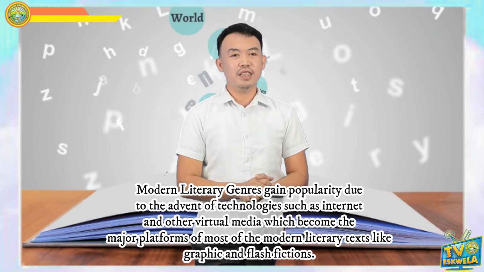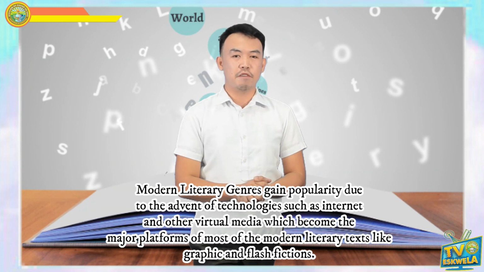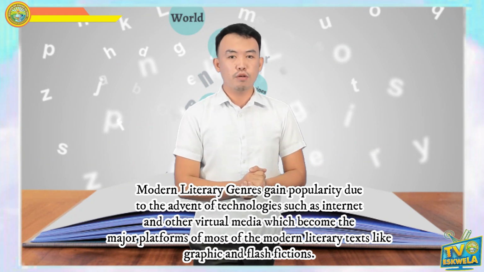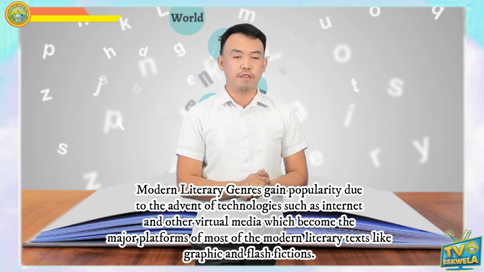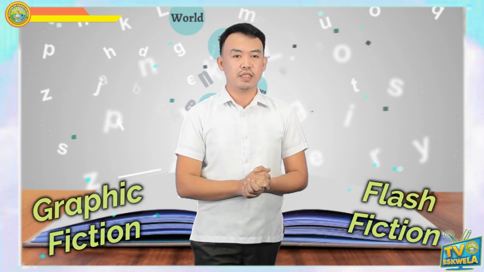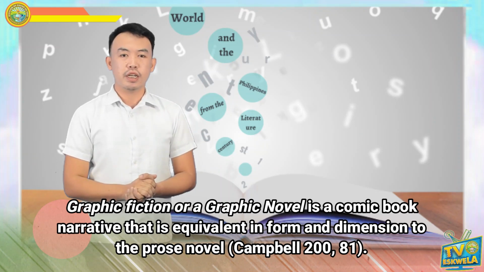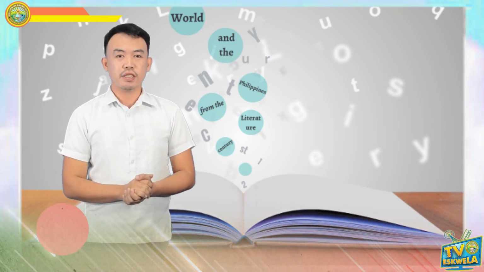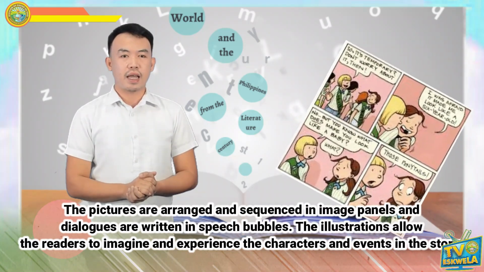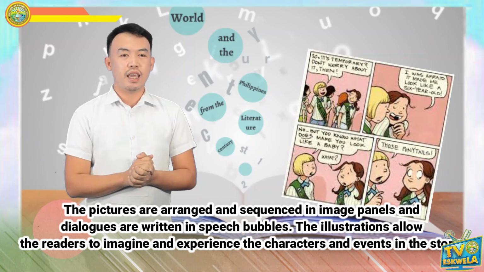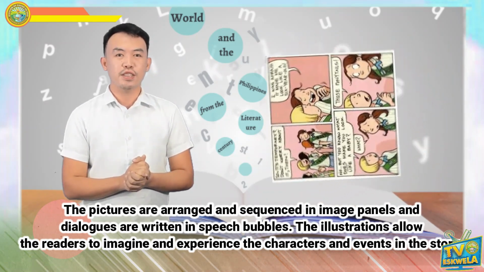As we all know, modern literary genres gain popularity due to the advent of technologies such as internet and other virtual media, which become the major platforms of most of the modern literary texts like graphic and flash fictions. Graphic fiction and flash fiction are two different genres of modern literature. Graphic fiction, or a graphic novel, is a comic book narrative that is equivalent in form and dimension to the prose novel. The pictures are arranged and sequenced in image panels, and dialogues are written in speech bubbles. The illustrations allow the readers to imagine and experience the characters and events in the story.